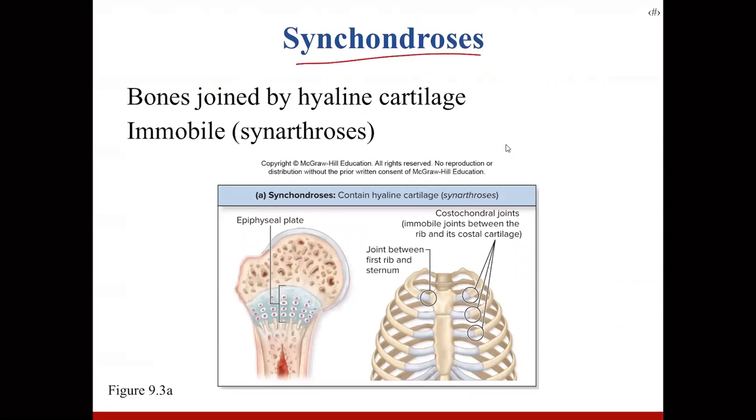Okay, so a synchondrosis, syn and then con. These are bones that are joined by hyaline cartilage and they're not mobile normally. Here's an example: in the long bones, the epiphyseal plate is considered a synchondrosis. So it's cartilage there. Between your ribs and your sternum, you have hyaline cartilage, and that joint is a synchondrosis. So it's not moving around that much.